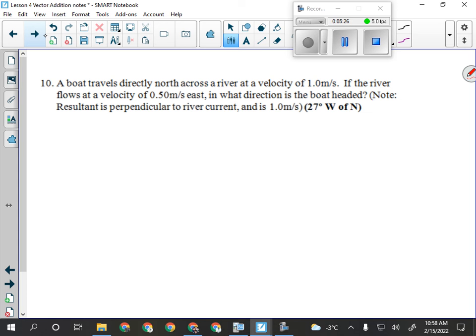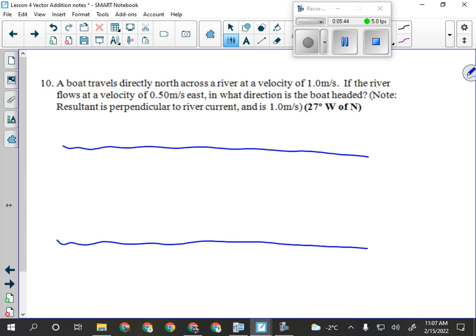Number 10 is very similar. It's a going across question because the boat travels directly north across the river, so this is a going across, not a rowing across question. Very much like the last one, we have a boat that travels directly north across the river. So here's the river, at a velocity of 1 meter per second. They're telling us the resultant, saying this line is 1.0 meters per second. And they're saying the river flows at a velocity of 0.5 meters per second east.